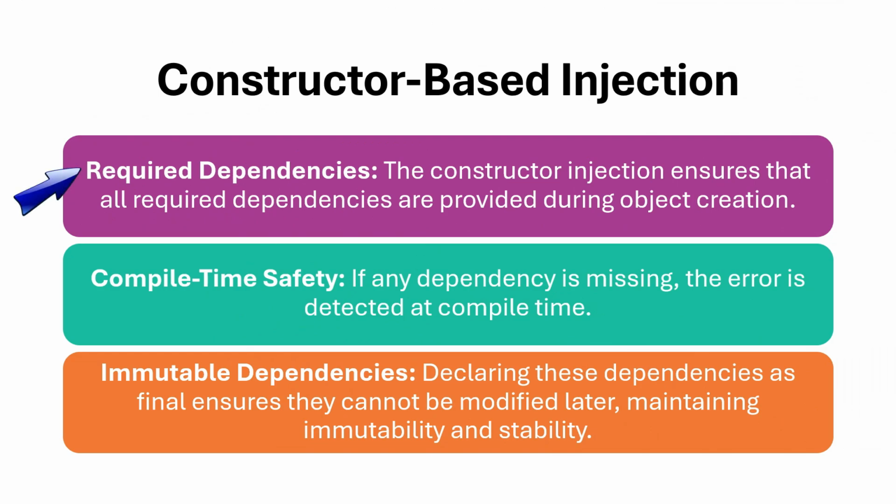The constructor injection ensures that all required dependencies are provided during object creation. If any dependency is missing, the error is detected at compile time. Also, declaring these dependencies as final ensures they cannot be modified later, maintaining immutability and stability.